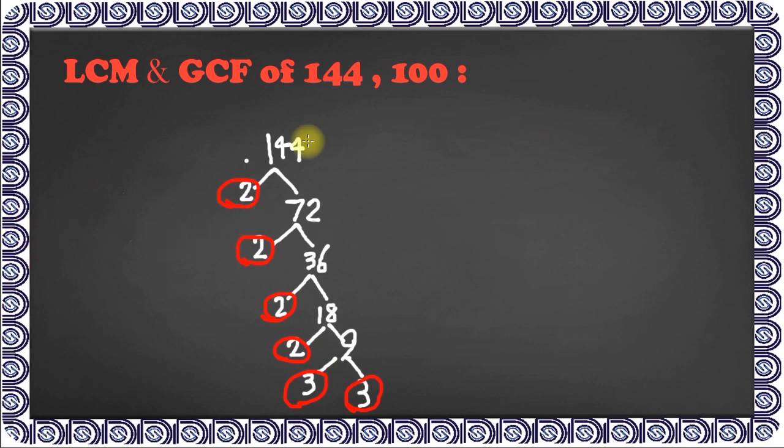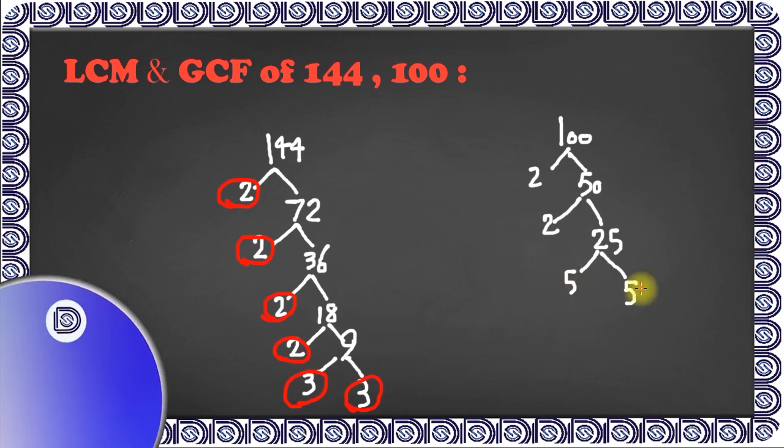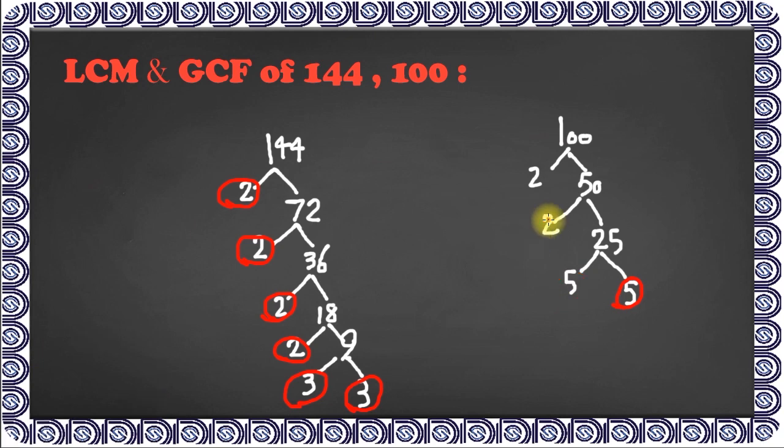And the prime factorization of 100 is: 100 divided by 2 equals 50. 50 divided by 2 equals 25. 25 divided by 5 equals 5. So we have 5, 5, 2, and 2.